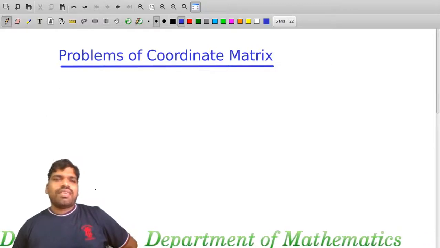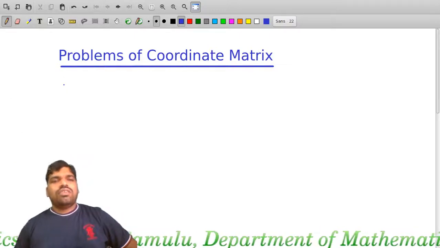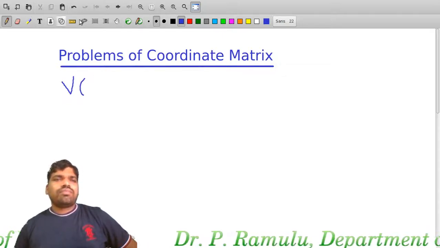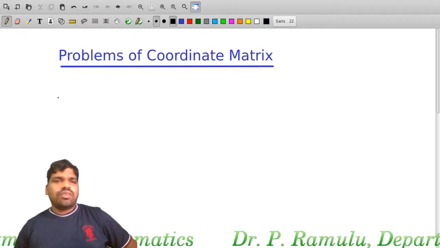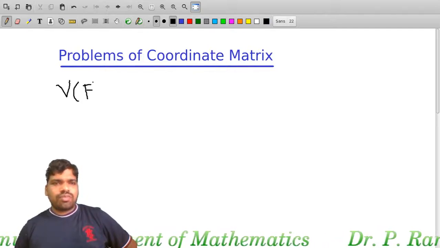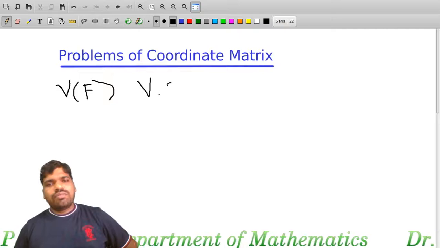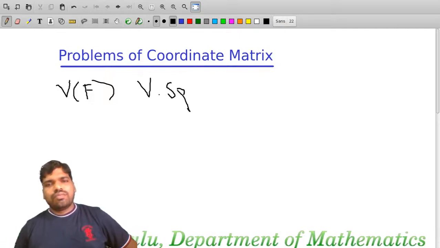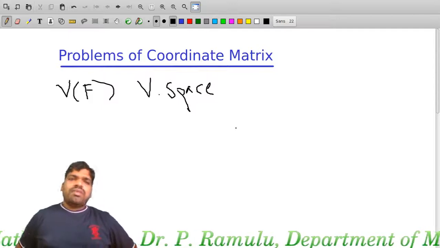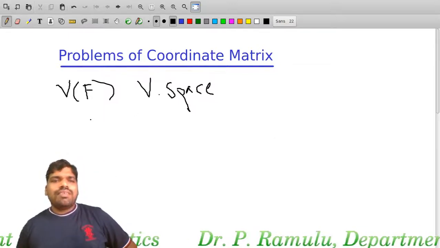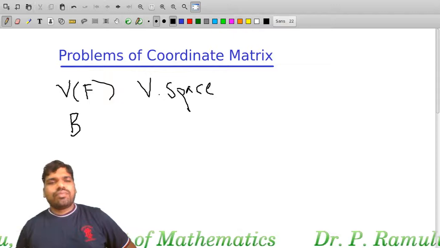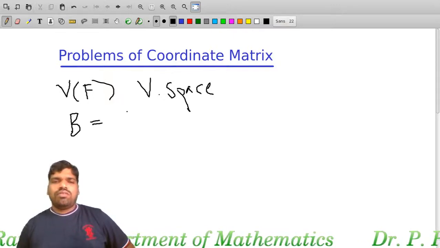So what is a coordinate vector? Let V over F be a vector space, and I am taking some basis B for it.